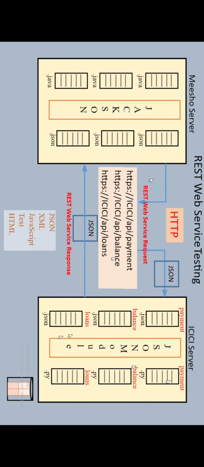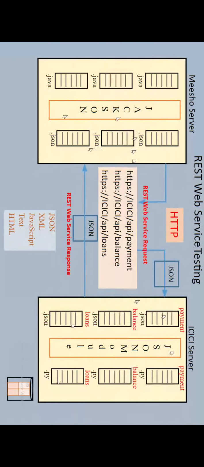ICICI has provided some separate APIs for payment, balance, and loans to connect with Meesho. Through these APIs, they are exchanging information between each other. Meesho has some features developed in the Java programming language. With the help of Jackson, a parser tool, we can convert a Java object into JSON. This process we call serialization.